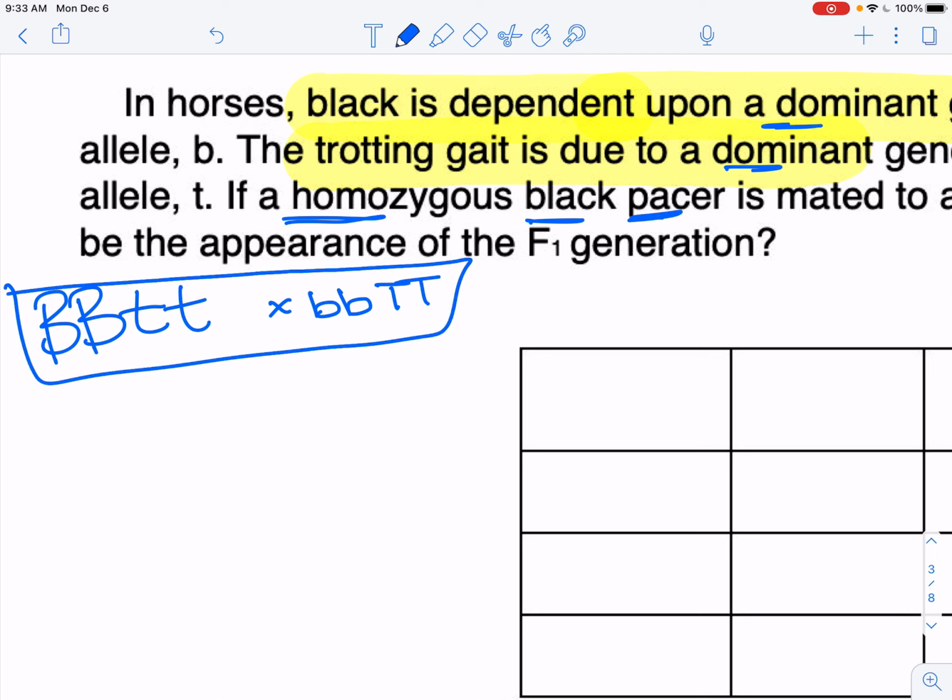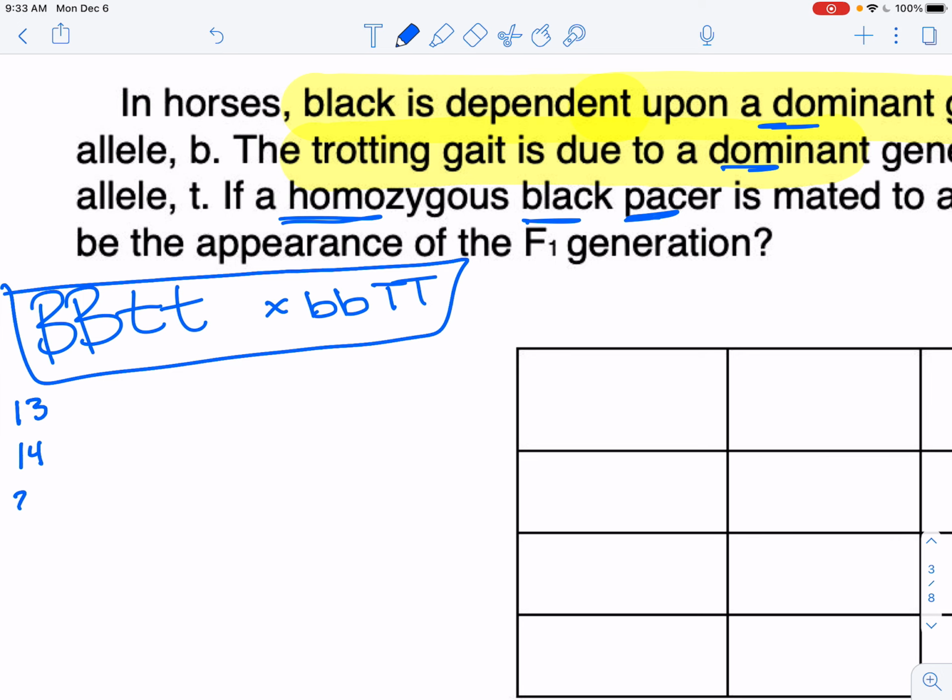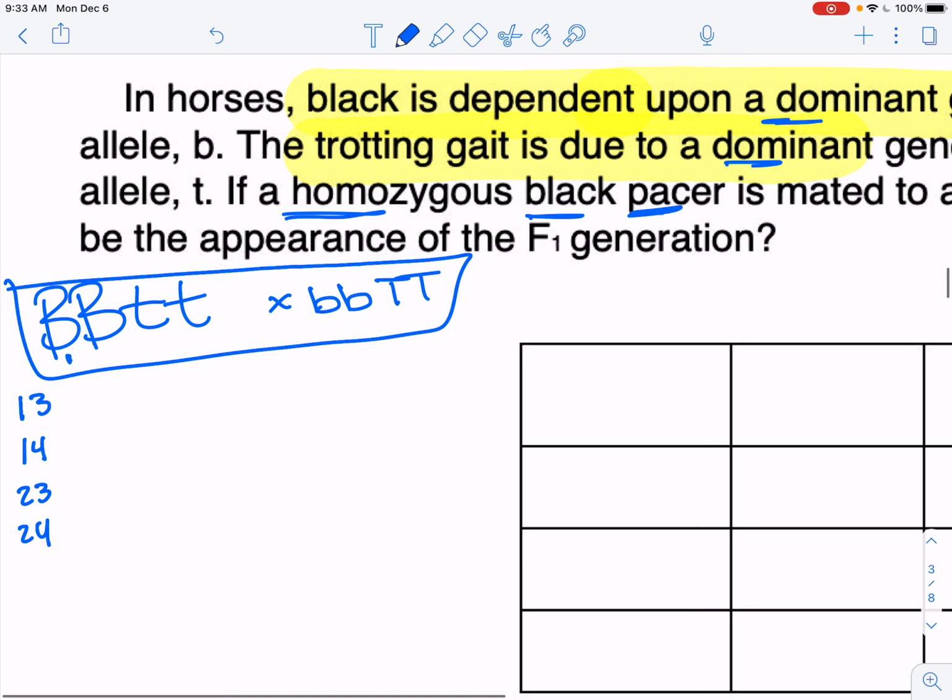So once I have that, I need to do FOIL. I like to do 13, 14, 23, 24. So this means number one is going to go with number three, big B, little b. Number one is going to go with number four, big B, little b. Number two is going to go with three, and of course, number two with four. Okay, so those are my gametes for one parent.